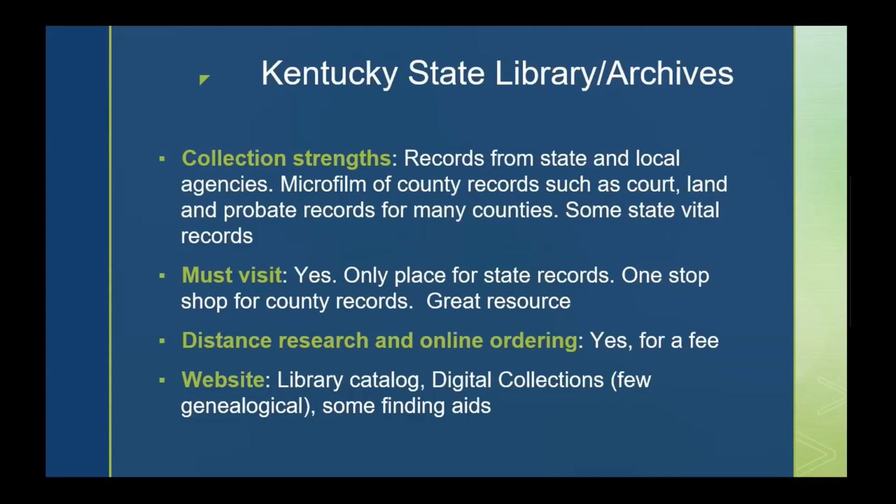What do they have at the Kentucky State Library and Archives? Well, they have records from state and local agencies. So they are keeping the state agency records for the state of Kentucky, but they also have microfilm of county records, such as court records, land records, and probate records for many counties. And they have some state vital records there. It's a good place to visit if you have a number of counties in Kentucky that you are researching. You could go perhaps just to the Kentucky State Library and Archives and do research on a number of those different counties using the county records that they have.